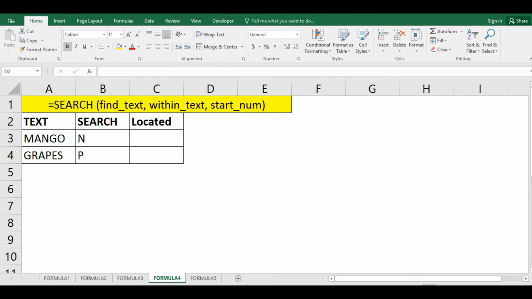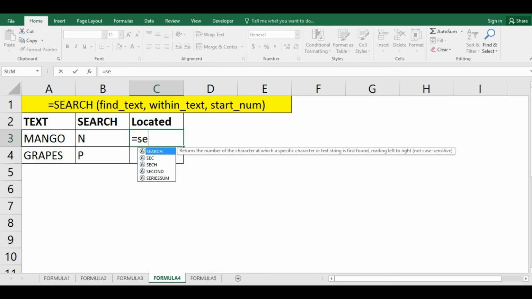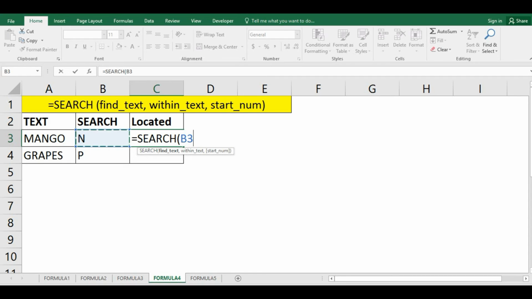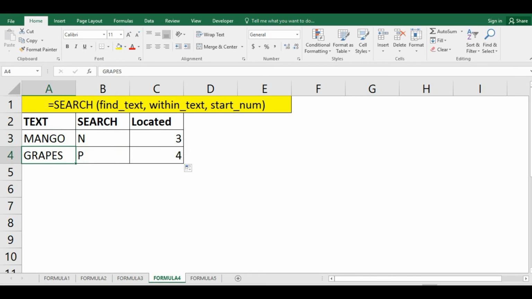Search formula. This is syntax for search formula. This formula is used to find the character position. For example, I am going to search N position in the mango and P position in the grapes. I am going to find N in mango, starting number 1. N is located in 3rd position and P is located in 4th position.